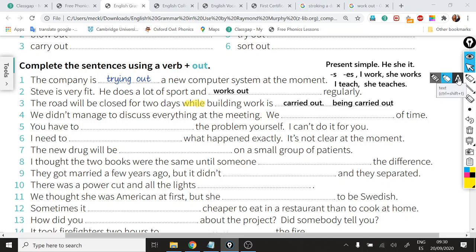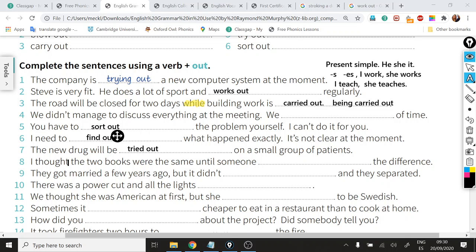Number 5. So you have to sort out the problem. So sort out the problem means resolve the problem. I can't do it for you. Number 6, I need to find out, so discover what happened exactly. It's not clear at the moment. Number 7, the new drug will be tested or tried out. So this is the passive again. So you can see the verb to be, past participle, on a small group of patients.